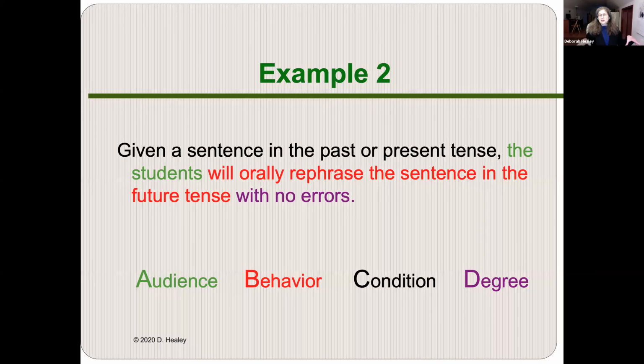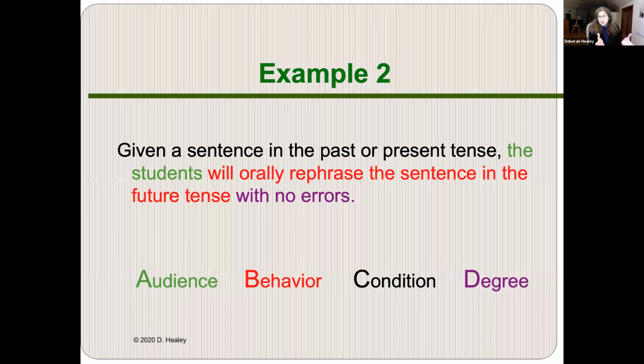Another example here, and then you're going to get to try one on your own. So we have, given a sentence in the past or present tense, which is the condition, and they can be in any order. Often I end up with the condition first because it's sort of the background. So you start with the condition, then the students, your audience, will orally rephrase the sentence in the future tense.